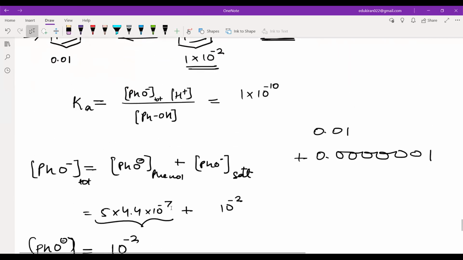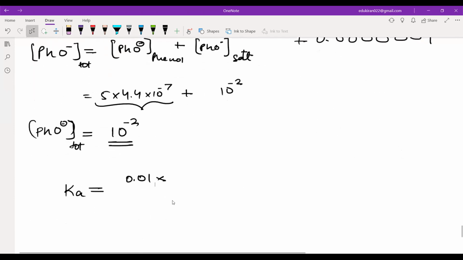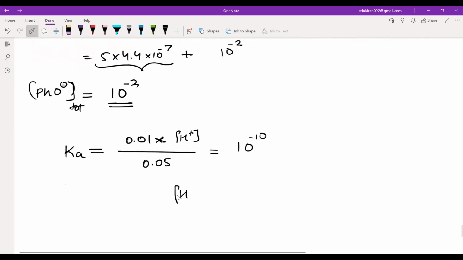into the concentration of H positive. What is the concentration of H positive? Okay, we will calculate that. Don't worry. Because there will be some dissociation happening and there will be some reverse reaction, the concentration of H positive divided by the concentration of phenol, that is 0.05. This is the concentration of phenol, and this is equal to 10 to the power minus 10. So we can calculate the concentration of H plus as 0.05 divided by 0.01 into 10 to the power minus 10, and I can write this as 5 into 10 to the power minus 10.